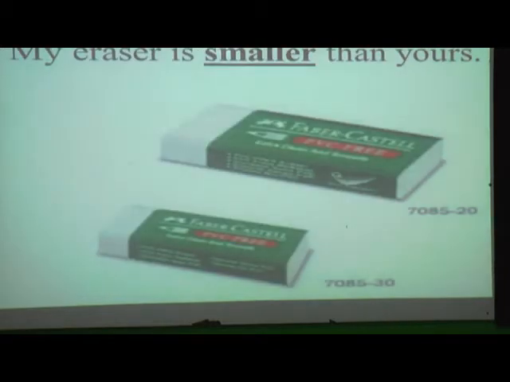Now here, my eraser is smaller than yours. This is your eraser and this is your friend Shopna's. So when we are comparing two erasers, what word have we used? Smaller. We are not going to say small. Small is the original form of the adjective, but whenever we are comparing two things, two persons or two animals, we use er with the original form of the adjective. So understood, students?